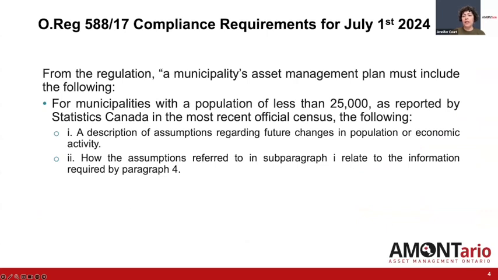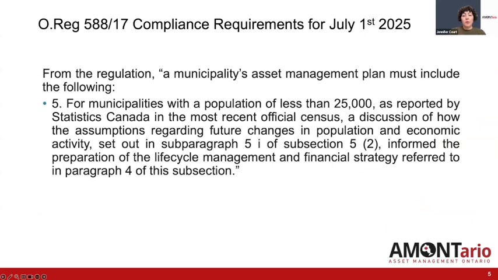The specific language from the regulation is on the slide, but essentially you need to include assumptions about changes to populations and economic activity and the corresponding life cycle activities and costs related to maintaining current levels of service for 10 years. For 2025 compliance, municipalities under 25,000 are again looking at the future changes in population activity that were included in the 2024 plan. But in your July 1st, 2025 plan, you need to consider how your assumptions about population and economic growth inform your 10-year life cycle management and financial strategy as they relate to those proposed levels of service that we talked about in session one.